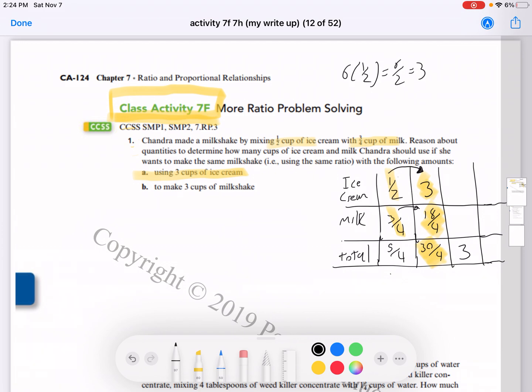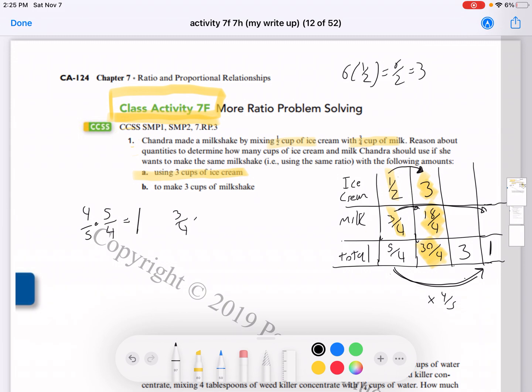Well, you could figure out what to do to this to make it 3 cups, or like I said before, you could come up with your unit value. Like, let's just make this a 1. So what do you do to this to make it a 1? And the answer is, if you were to take 5/4 and multiply it by 4/5, you would get 20/20, which is 1. So to go from here to here, I would multiply by 4/5. So to get from here to here, I would multiply by 4/5.